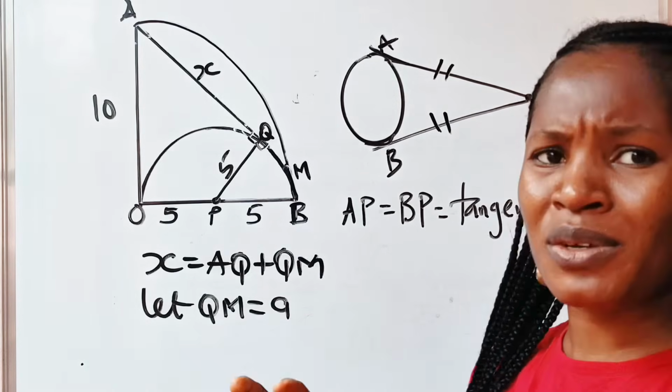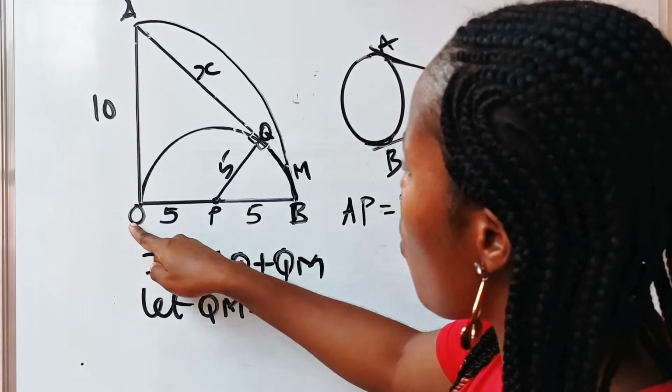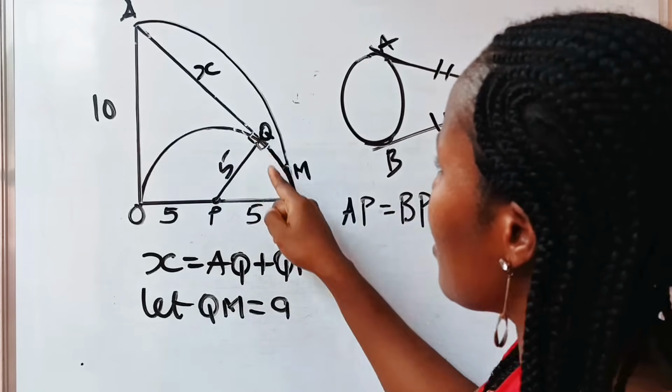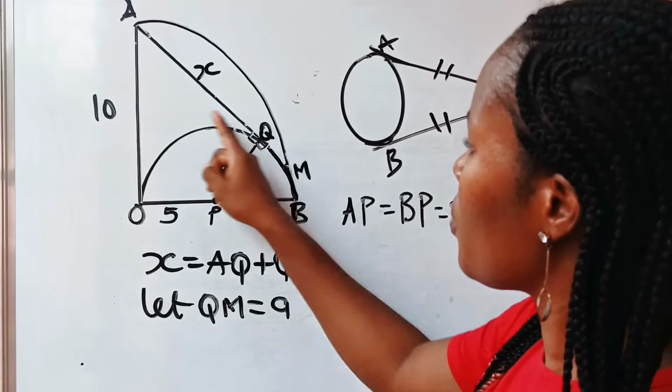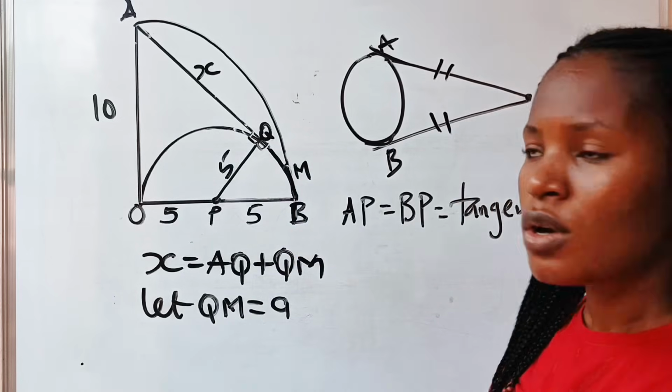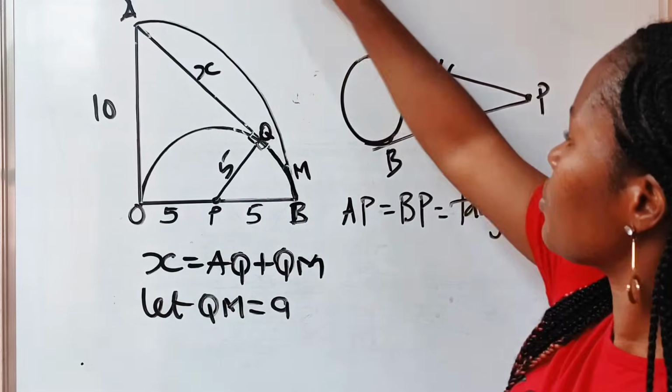Now let's come here. Do we have such a thing? Yes. Notice that AQ and AO are tangents externally coming from point A. They are all tangents to this circle, this smaller one. So it simply means that AO is equal to AQ.